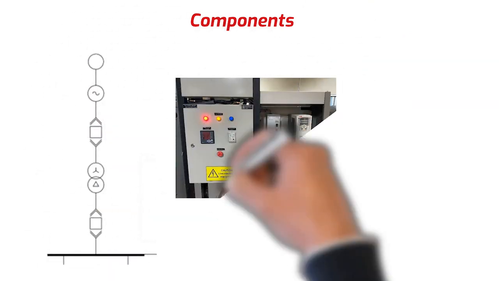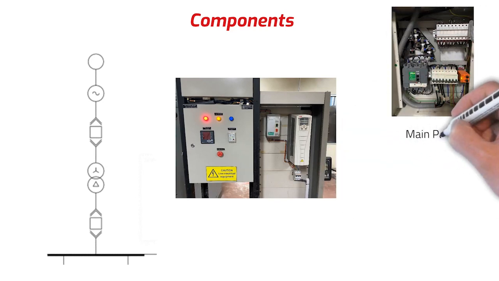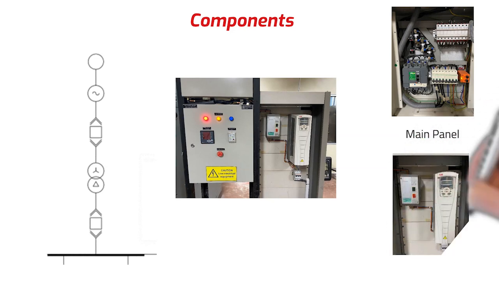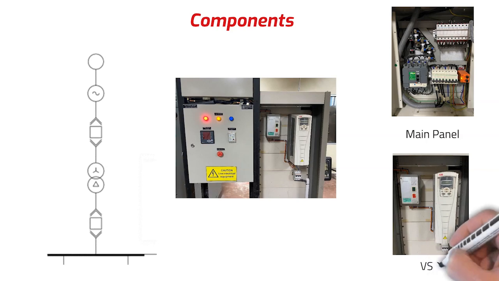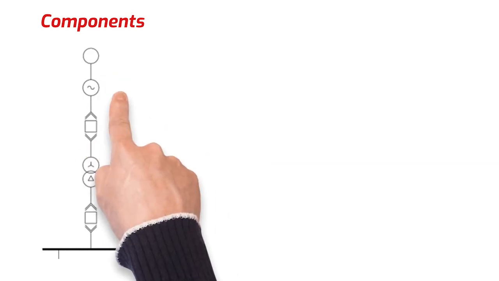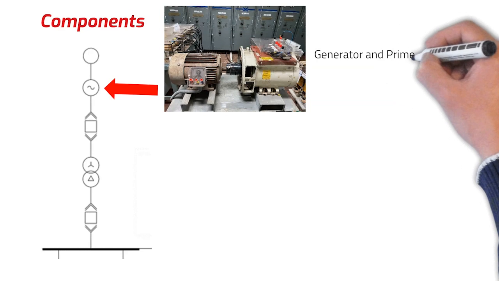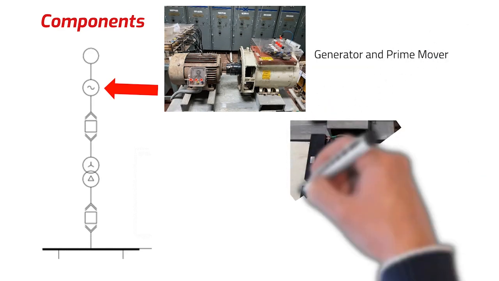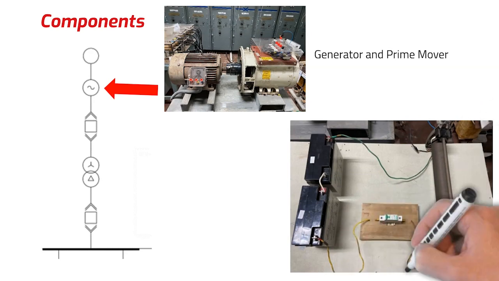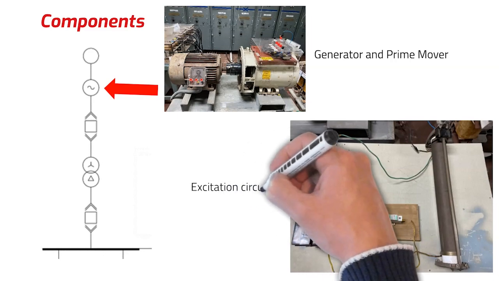First, you will see the main panel with the main circuit breaker and the circuit breaker relevant to the generator. Then it is connected to the circuit breaker and the power supply switch for the variable speed drive. Then it is connected to the generator and the prime mover, which is an induction motor in this practical. For the DC excitation of the generator, we will be building a separate excitation circuit which consists of two 12-volt batteries, a rheostat, and a circuit breaker.